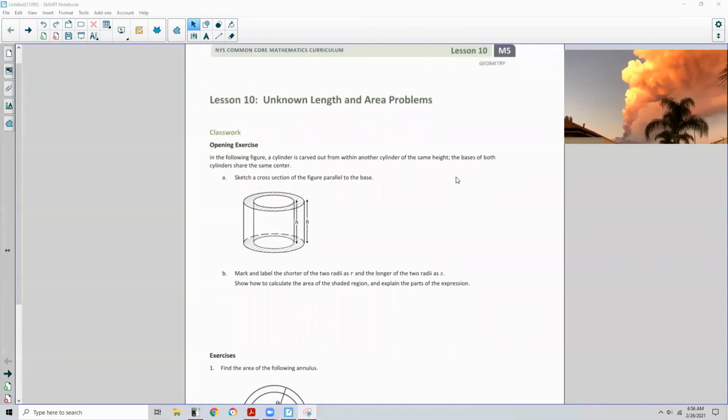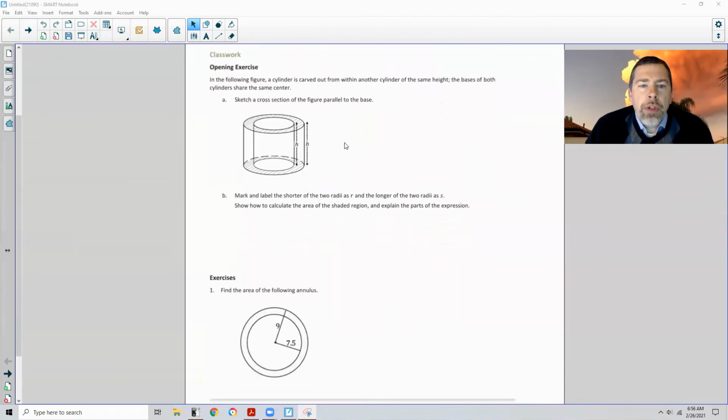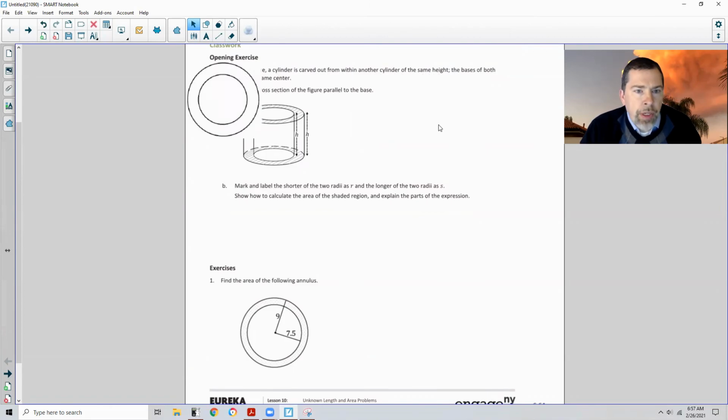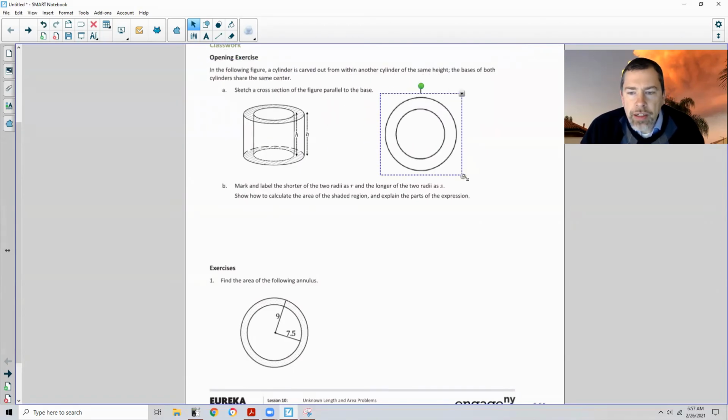Lesson 10, Unknown Length and Area Problems. Okay, classwork opening exercise says, in the following figure, a cylinder is carved out from within another cylinder of the same height. So these two H's are equal. The bases of both cylinders share the same center. A, sketch a cross-section of the figure parallel to the base. Okay, so this is what the cross-section would look like.